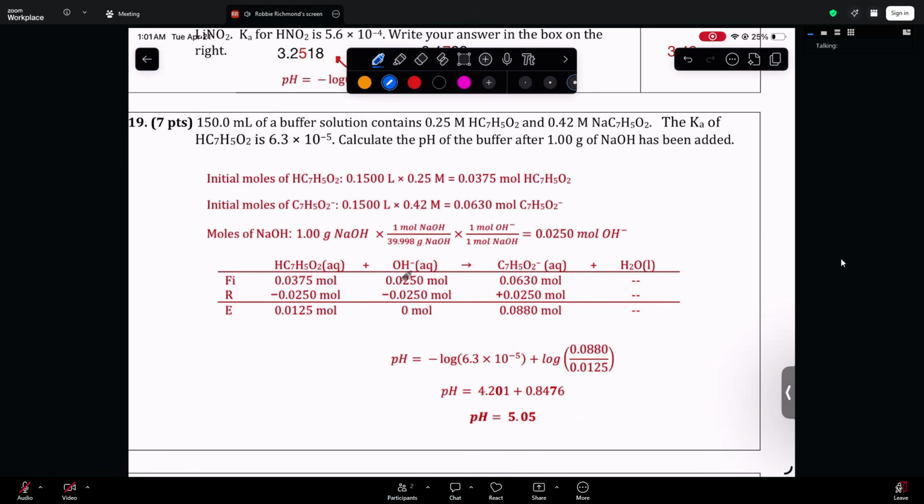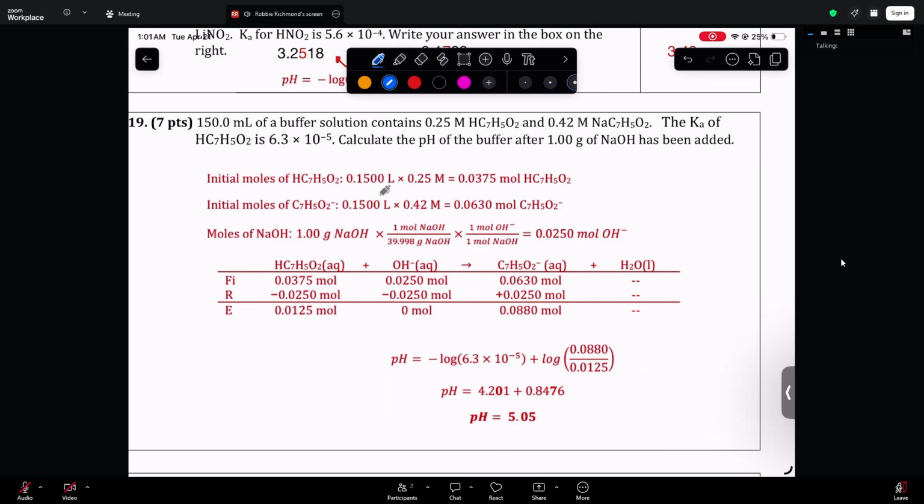Hydroxide is a very strong base, so it will react to full completion. So in the change row of the ICE table, it will be negative 0.025 mole on the reactant side, and then on the product side, it will be positive 0.025 mole. At our equivalence point, we will have 0.125 mole of acid and 0.0880 mole of our conjugate.